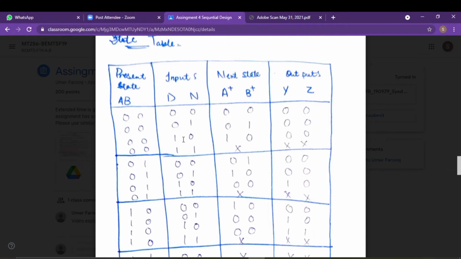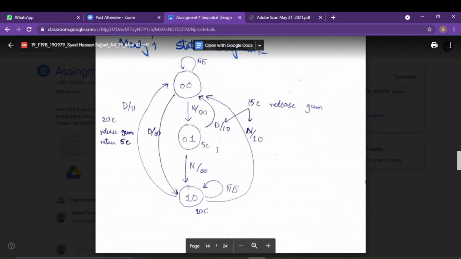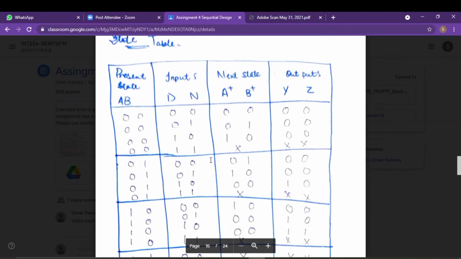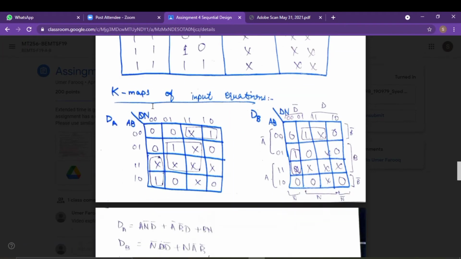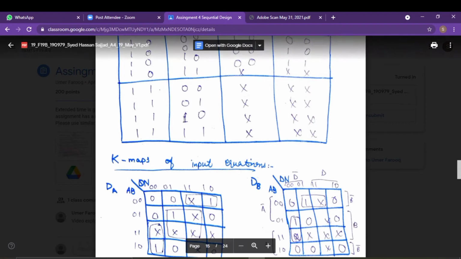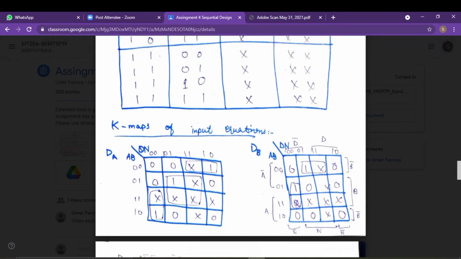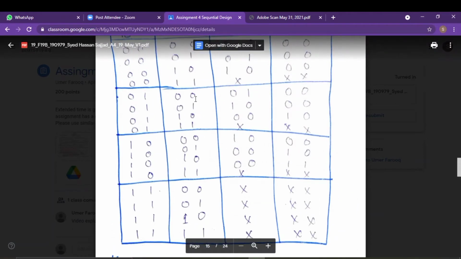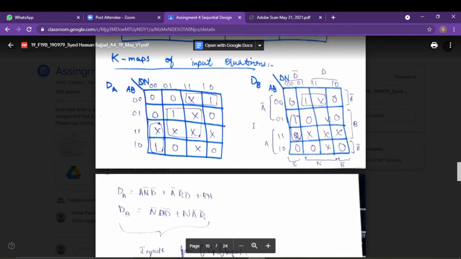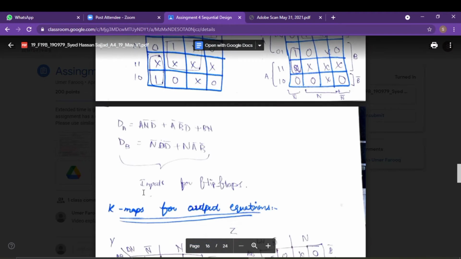And when you see that the inputs are 1 1, the next states are don't cares, because we don't take the state as 1 1. You can also make the table with the help of the diagram, and it's a little bit long question. And these are the k-maps of this entire table that I have made using this one, for a, b, and d. After comparing this table and making the k-map, you can see that this is the equation.